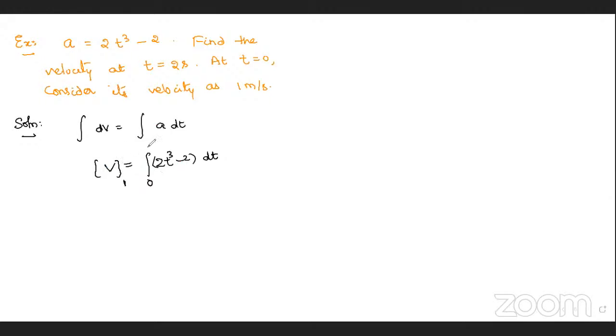Come to the upper limit. Upper limit means final values. Finally, at what time is he asking? At t equals 2 seconds. So finally, I take the limit as 2.